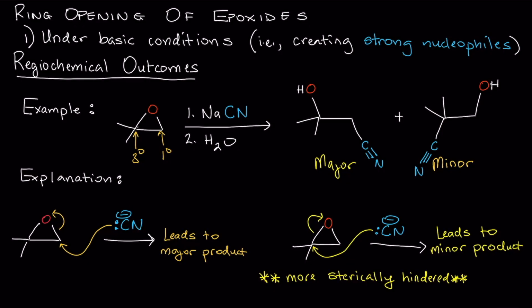And the regiochemistry can be readily explained by thinking about your SN2 rules. If you attack the tertiary carbon, you're attacking a more sterically hindered electrophilic center, which would be higher in energy than attacking your primary carbon, which is more accessible. And so your regiochemistry for your ring opening of epoxides is very much underlined with your SN2 rules, in which your nucleophile would prefer to attack the less substituted carbon in your epoxide.